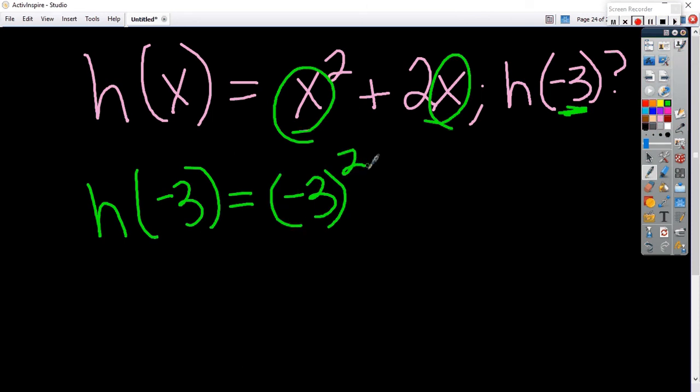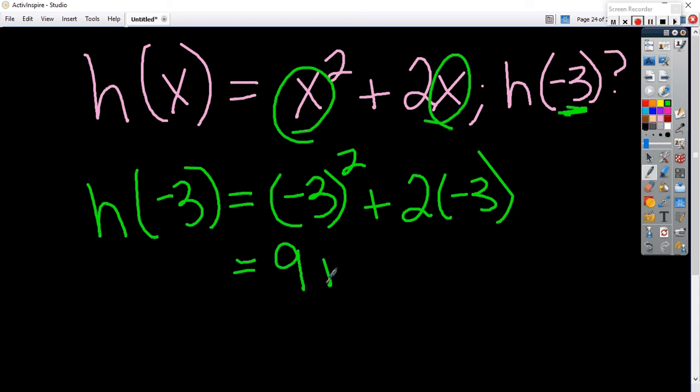All right, I'm squaring the negative 3 and 2 times negative 3. Does everybody see how I plugged it in there? Negative 3 squared is what? 9. And 2 times negative 3 is negative 6. So what is 9 plus negative 6? 3. So h of negative 3 is 3. Just like when you had a t-chart and you were plugging those x values in, you're doing the same thing here. It just looks a little different.